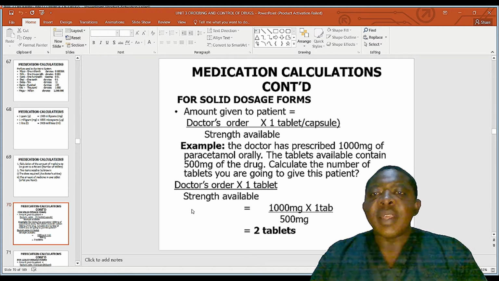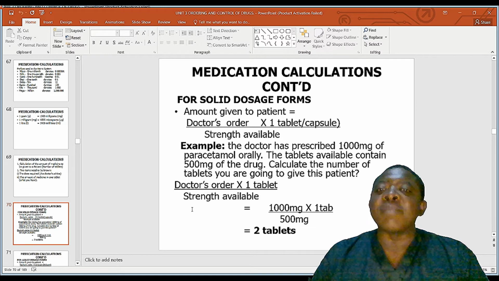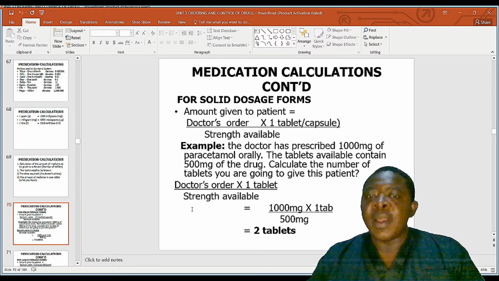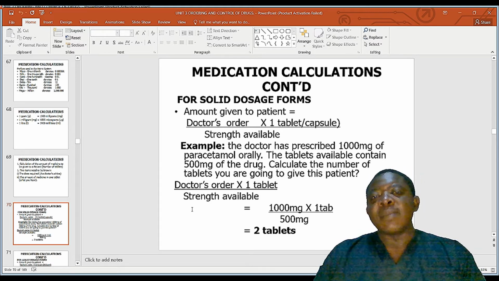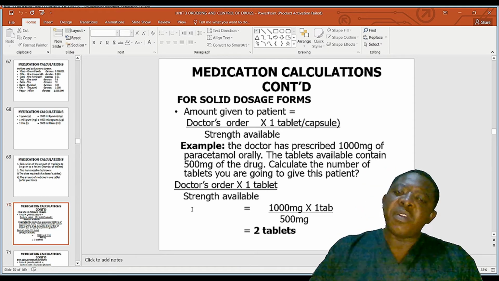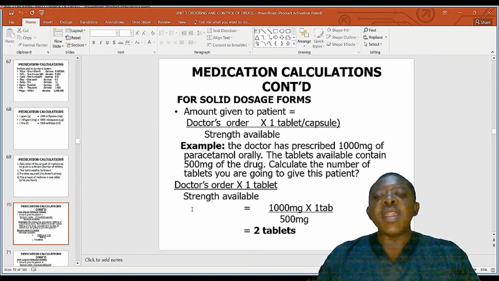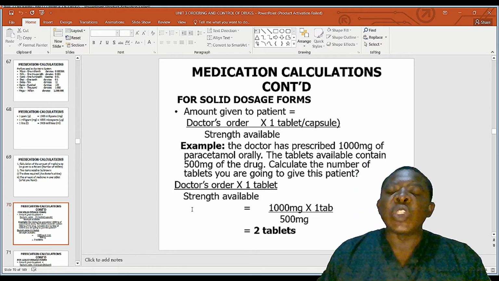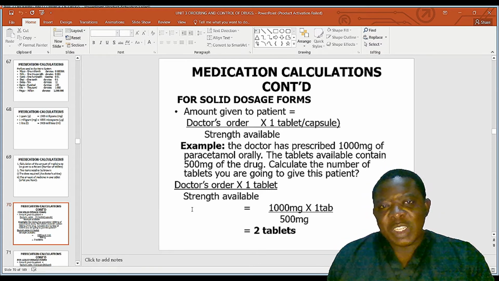So here within this question, 1,000 milligrams is prescribed. Who prescribed? The doctor. Times 1 over the tablets available, which are 500 milligrams. So this is what you have in stock. If you have 500 milligrams in stock and you have to give 1,000, how many of these 500 are you going to give? So you give 2 tablets. Okay, so that is the calculation for tablets.